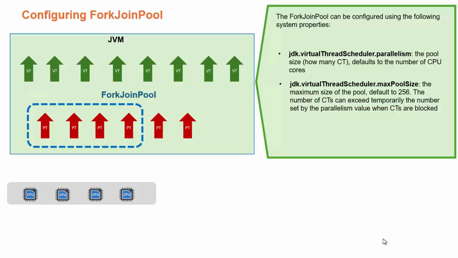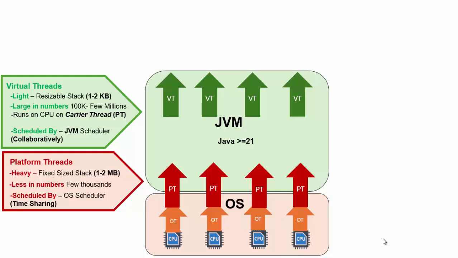jdk.virtualThreadScheduler.maxPoolSize. This is the maximum size of the pool, which by default is 256. The number of carrier threads can temporarily exceed the number set by the parallelism value when the carrier threads are blocked. jdk.virtualThreadScheduler.minRunnable. This is the minimum number of threads that are kept runnable in the pool.